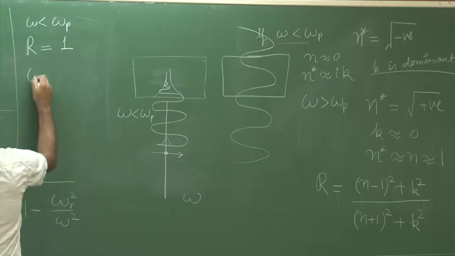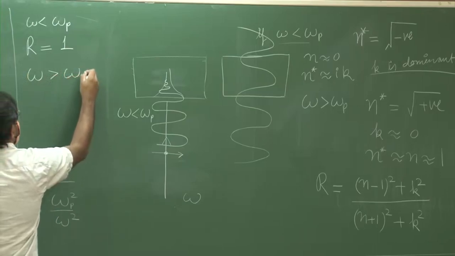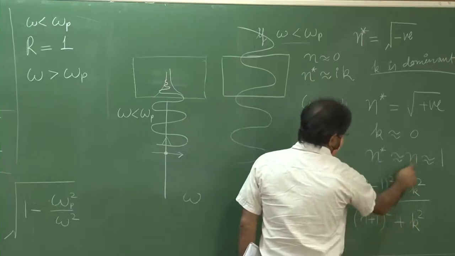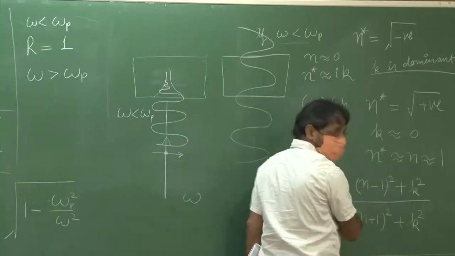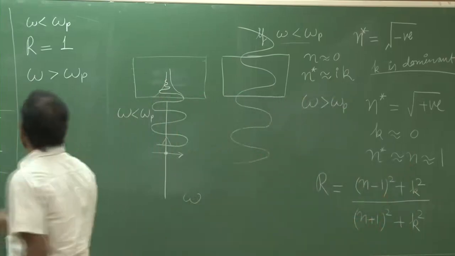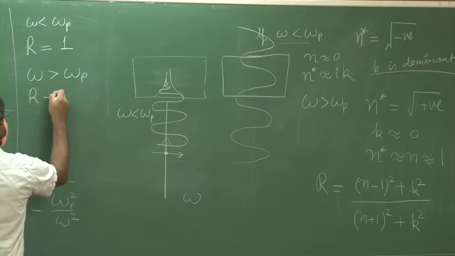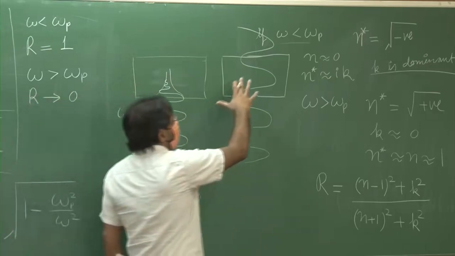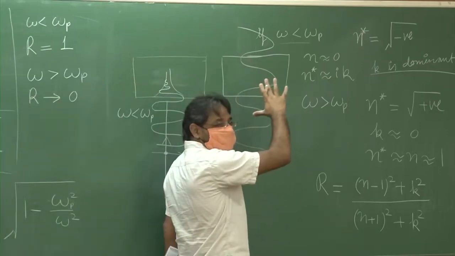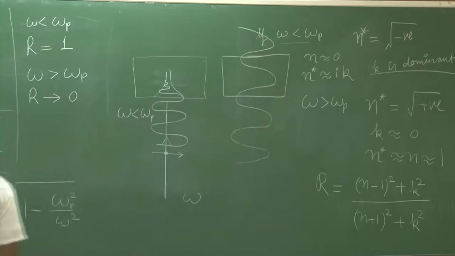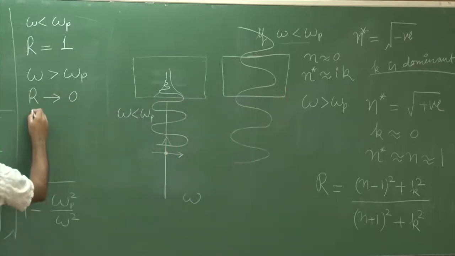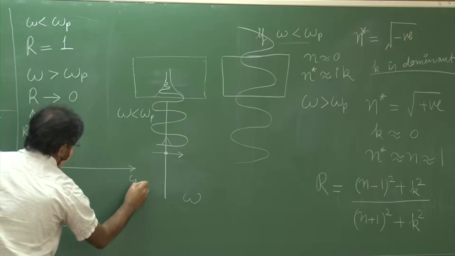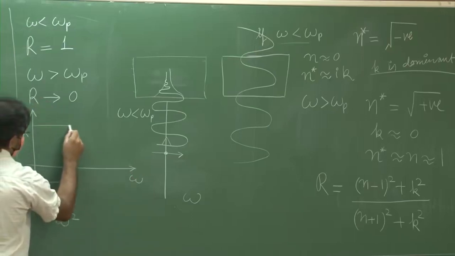And if omega is greater than omega p, then your k is 0 and your n is close to 1, so therefore R tends to 0. The reflectivity tends to 0, meaning the entire light is going to be transmitted. So the metallic block will be almost like glass to the visible light. So if you plot the reflectivity of a metal as a function of omega, then what do you expect to see? You expect to see something like this.